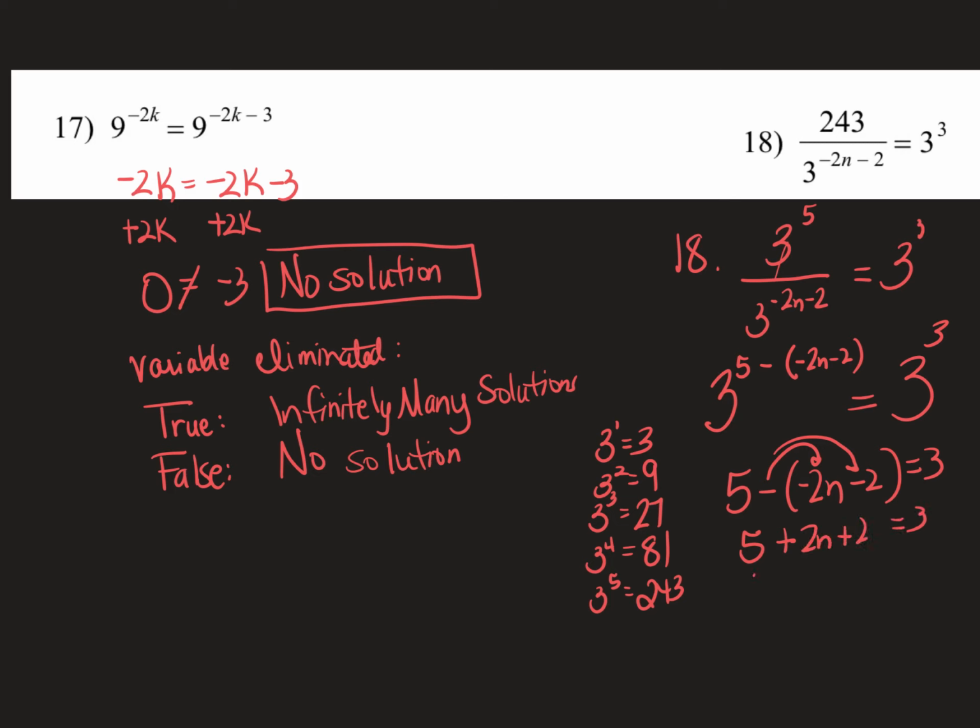I'm going to combine like terms. 2n plus 7 equals 3. Subtract 7. 2n equals negative 4. Divide by 2. n equals negative 2. That's my answer to number 18.